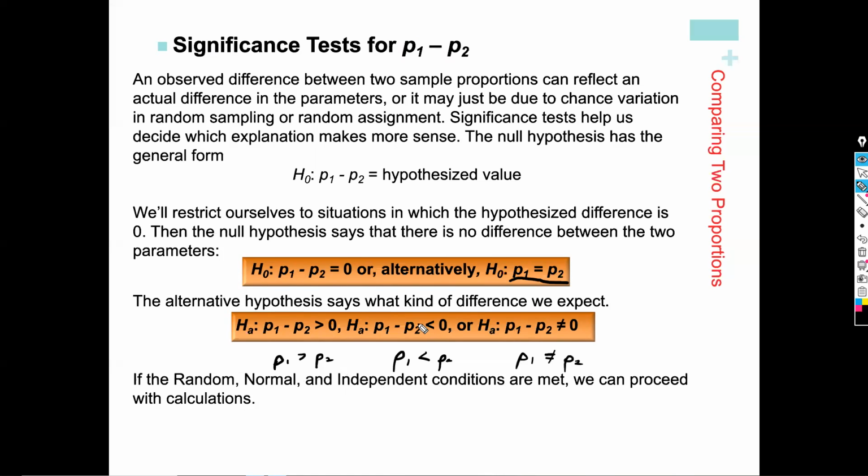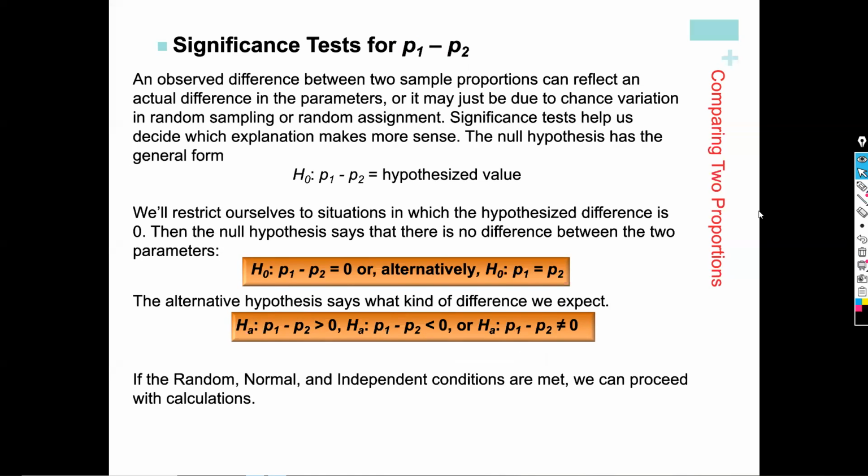And so if you're worried about doing the subtraction in the wrong direction, then you can state your null and alternative in this way. But then you'd still have to do P1 minus P2 in the formulas. And it's just a matter of preference of the way that you would write it. And again, conditions: random, normal, and independent. One more thing that's a little bit different. This is the main thing that's going to be new with these hypothesis tests.